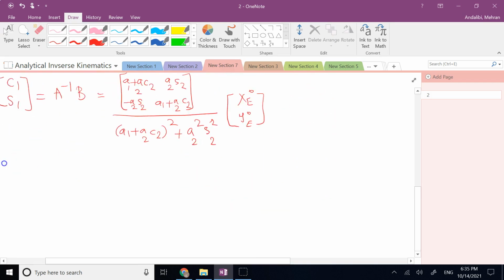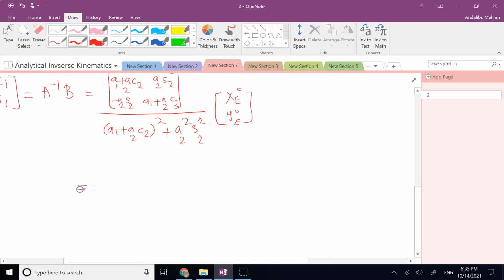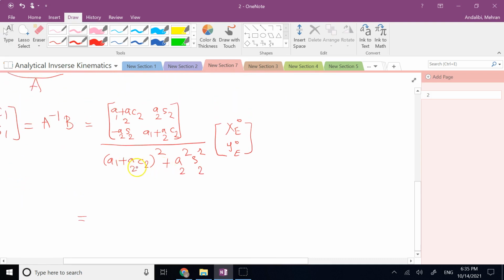Okay, if we continue here, when you expand this, it's going to be A2 squared C2 squared. Summation of that with this one is just going to make it A2 squared. That's A1 squared. And then you will get 2A1 A2 C2.